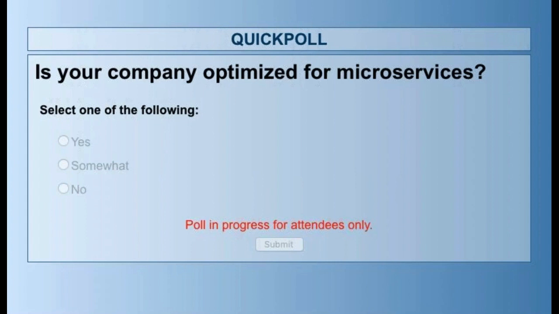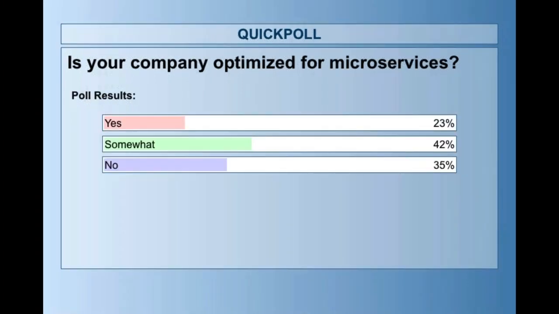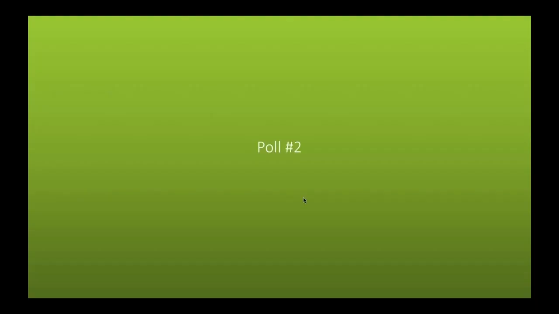Yeah, absolutely. Thanks, Rod, for that. Pretty good mix of results here. I like this. So we got 23% at yes, 42 at somewhat, and 35 at no. Excellent. Yeah, I think that's good that at least a good chunk of the people responding realize that they're not in an ideal situation yet, and that's good. In the right place to learn and do more.